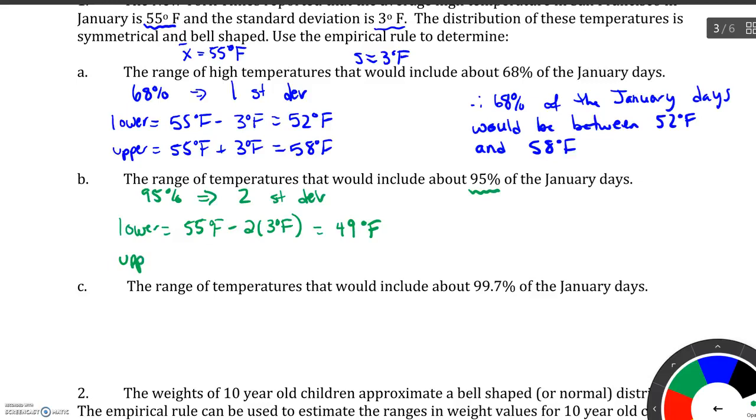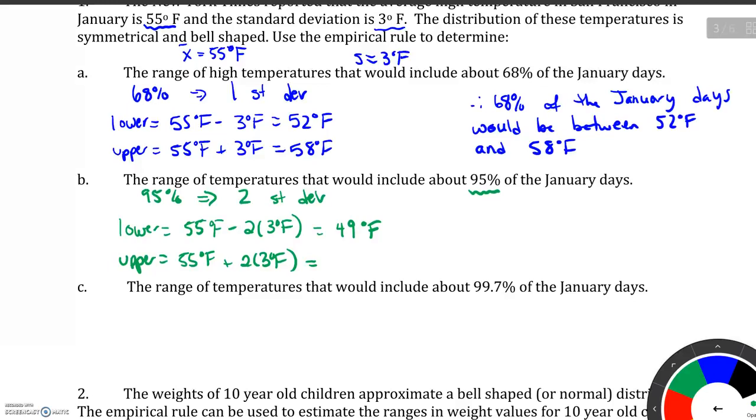And our upper limit would be our mean plus 2 standard deviations. Don't forget to use your order of operations. Multiplication first. 2 times 3 is 6. Plus 55 is 61 degrees Fahrenheit.